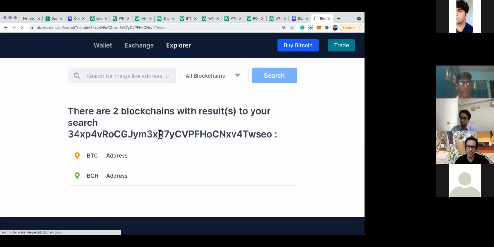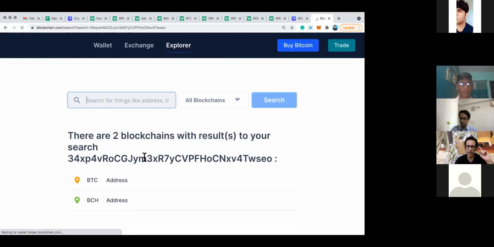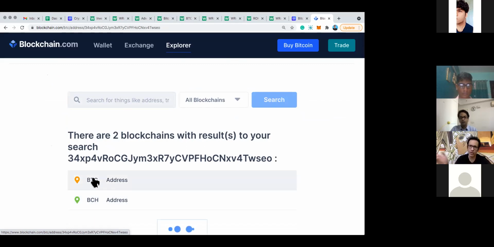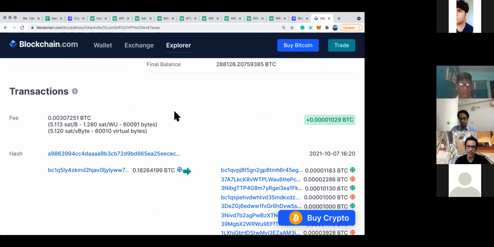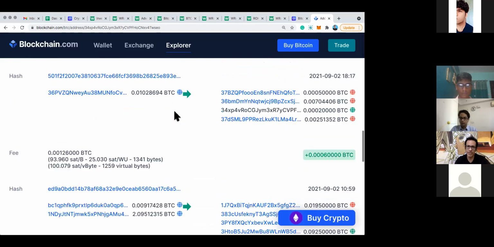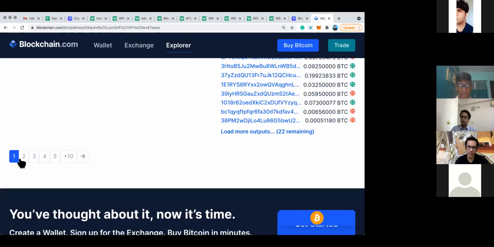There. So now it says that this address is available on 2 blockchains, Bitcoin and Bitcoin Cash. I told you these were one and then they split into 2. So now let's click on Bitcoin. So the same addresses work on both the blockchains. And now we can see every single transaction that this address has ever done in its life. And you can see tons and tons of transactions that it has done.